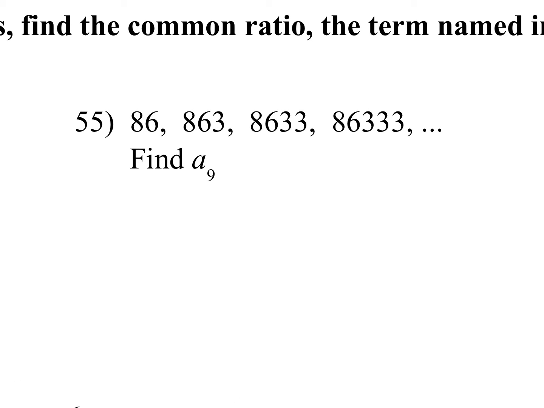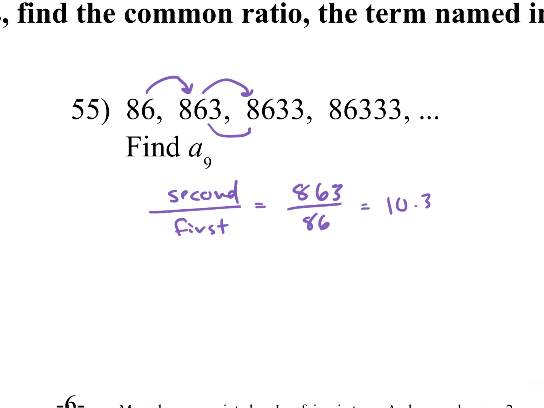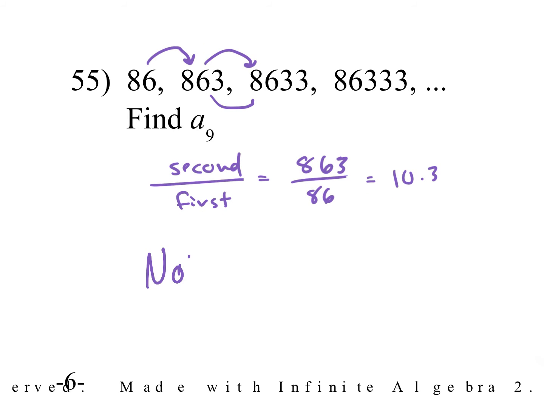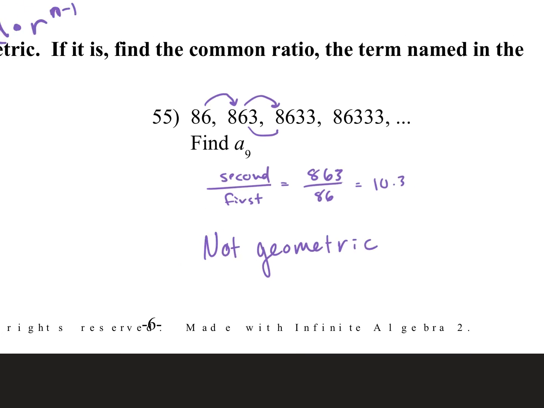So for 55, I need to figure out what am I multiplying to get from one number to the next. We could always do the second term divided by the first, which would be 863 divided by 86, which would give me like 10 point something. But if I multiplied that number times the next, it doesn't give me the third term. So this one would be not geometric. So always see if you're multiplying the same number to get from one term to the next. So this one is not geometric.